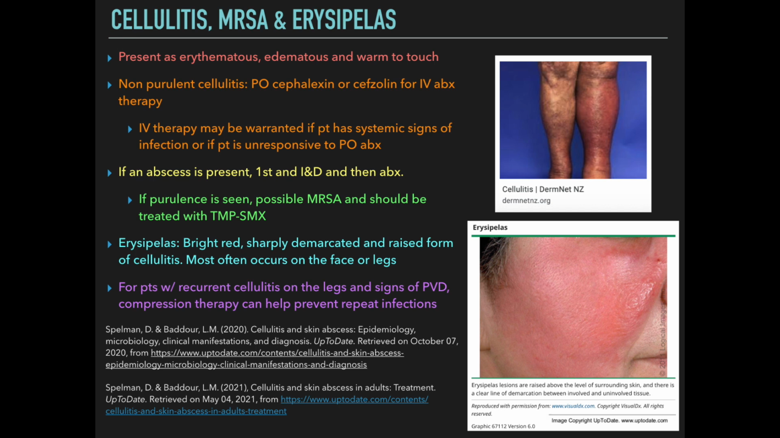If there is an abscess present, then first an I&D, or incision and drainage, needs to be done, and then antibiotics. If purulence is seen, MRSA should be suspected, and the patient should be treated with something that can treat MRSA, for example, Bactrim. Erysipelas is another type of cellulitis, and this is a bright red, sharply demarcated and raised form of cellulitis. And there's a picture there on the right that is a really good image, I feel like. And this either occurs on the face or the legs.